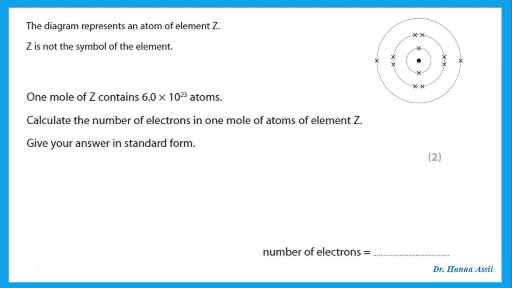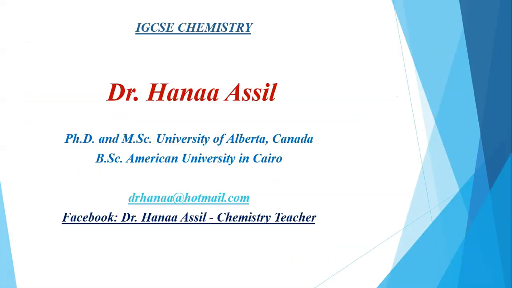This is another kind of question in which we have a diagram representing an atom of an element, and we're told, and we should know, that 1 mole of the element contains Avogadro's number of atoms. So we have 6 times 10 to the 23 atoms. Calculate the number of electrons in 1 mole of atoms. Of course, if we look at that diagram, each atom has 12 electrons, so the number of electrons would be 12 times the total number of atoms, which is Avogadro's number, and this gives this number of electrons.